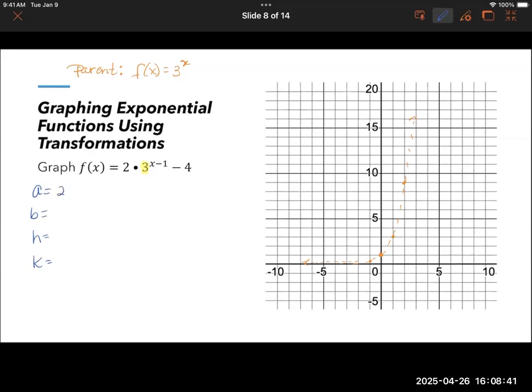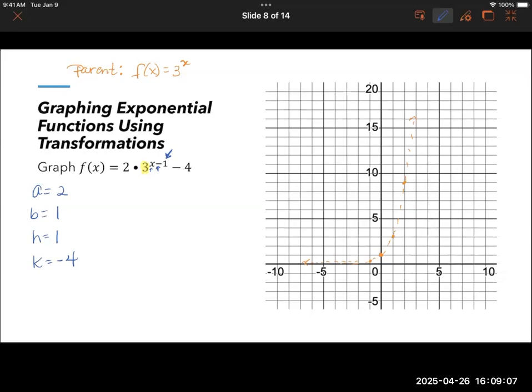So I have an A value of 2. I have a B value of 1 because that would be something being multiplied to the x, and we don't have anything there other than 1. H is going to be 1 because remember the minus is part of the structure. So it's +1 for the H that's here in the exponent with x. And then our K is -4.